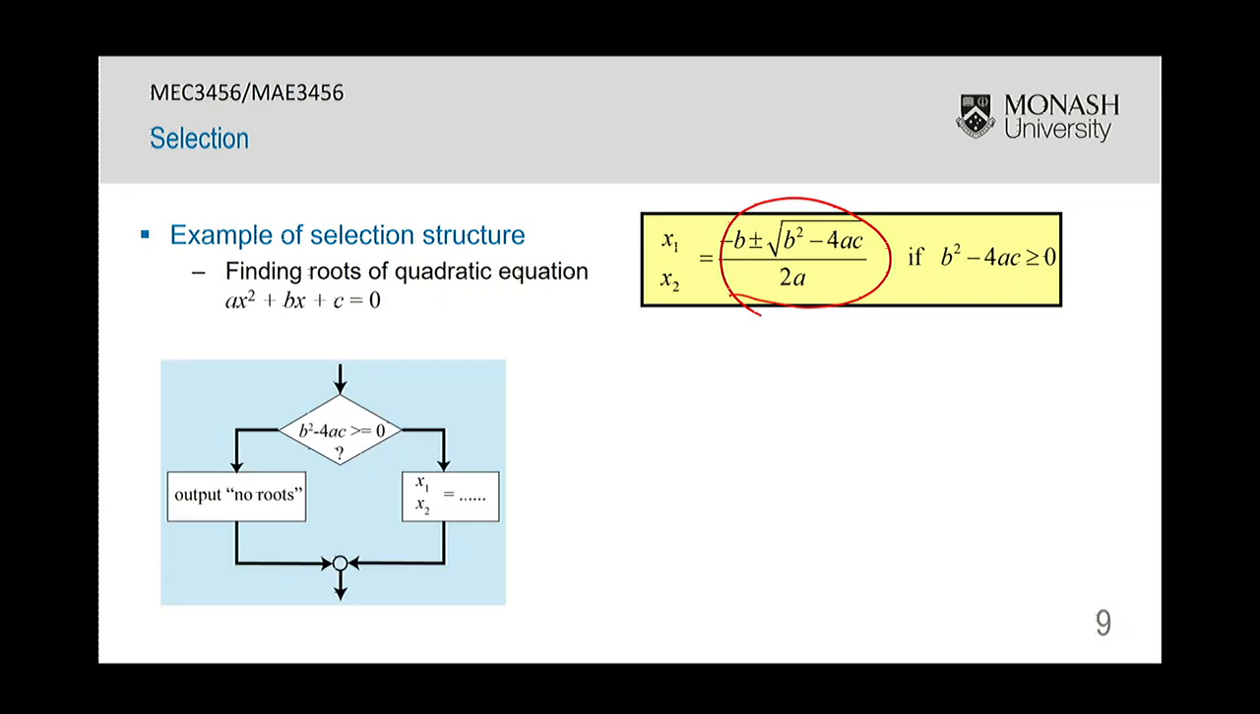A bit of code, or a bit of an algorithm I should say, to use this would be the following selection. Our test is b squared minus 4ac bigger than 0? If it is, then we use this formula to calculate the roots. If it's false, we print a statement. Output has no roots, or perhaps no real roots.